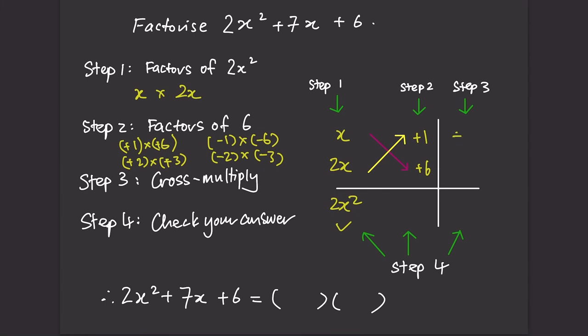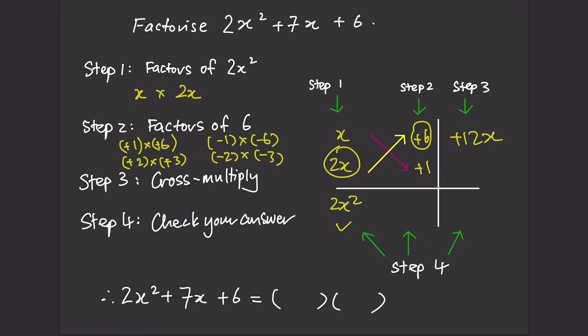So I'm going to get +2x, because 2x multiplied with +1 is going to give me +2x. And x multiplied with +6 is going to give me +6x, which obviously is wrong. Of course, I can as well flip this pair of factors of 6 the other way around. So for example, I can do this, but obviously it's going to be wrong, because 2x multiplied with +6 is going to give me +12x, which is too large.